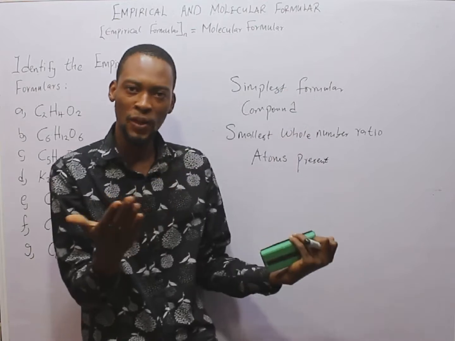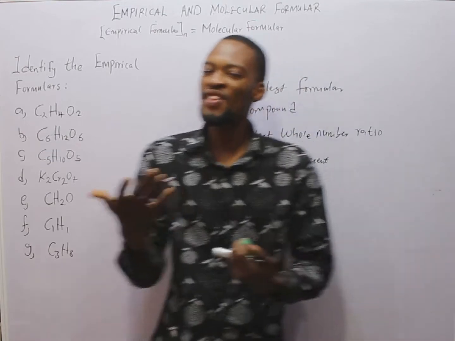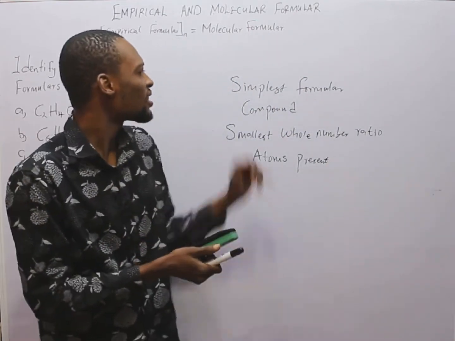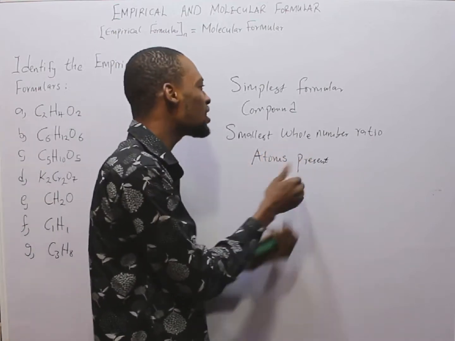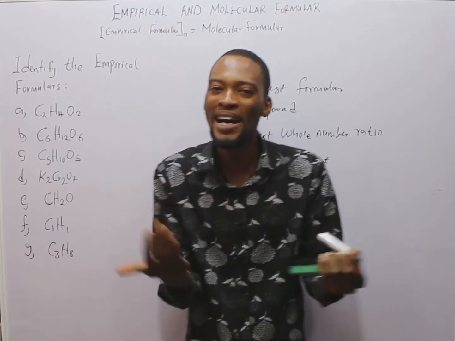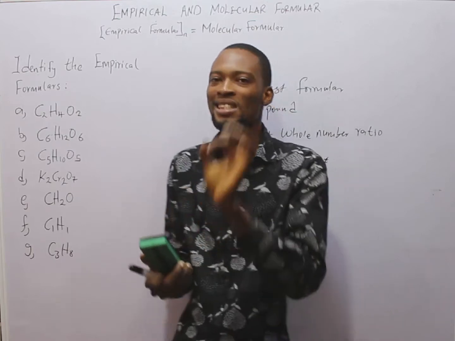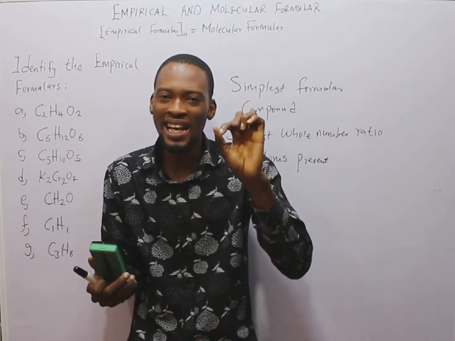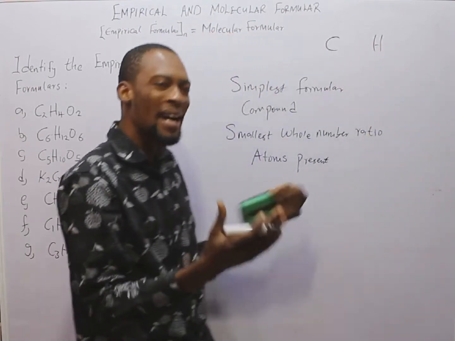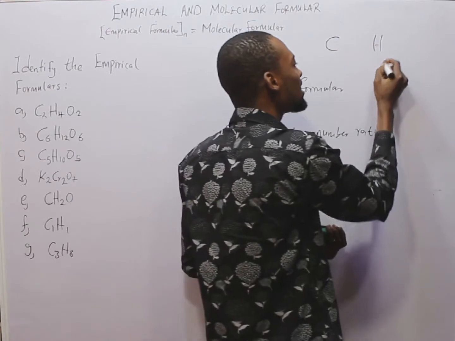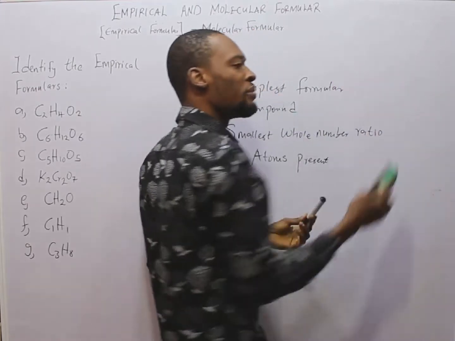The simplest formula, which means there is a more complex formula, or a bigger formula, and the simplest formula of a compound. What is a compound? A compound is simply two or more elements combined chemically. It is different from a mixture because a mixture contains two or more elements physically combined. If I give you carbon and hydrogen and you combine them chemically, you form a compound. Two elements have been combined.